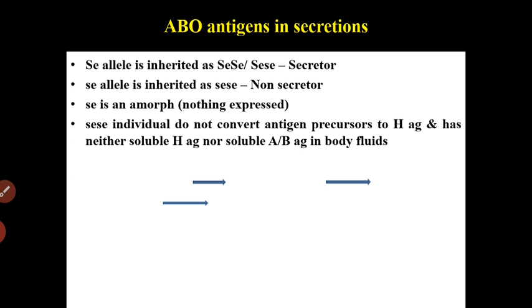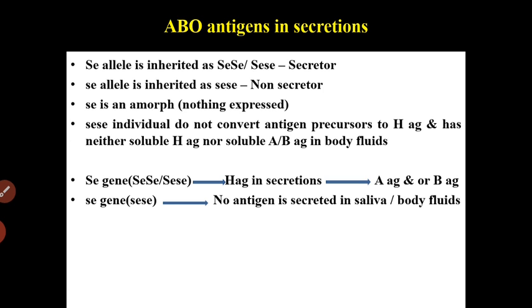So small s small e individuals do not convert antigen precursor to H antigen. So it is not involved in conversion of antigen precursors to H antigen and has neither soluble H antigen nor soluble A or B antigen in body fluids. Okay, understood? So capital S small e gene involves in the H antigen expression in the secretions and helps H antigen in conversion to A antigen and B antigen. Small s small e gene has like no role. It cannot convert antigen precursors, so no antigen is secreted in saliva or body fluids. Those are non-secretor.